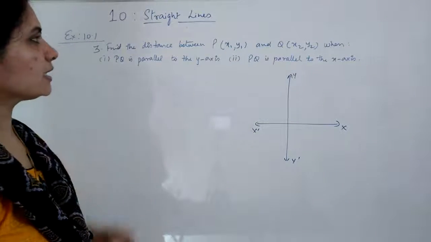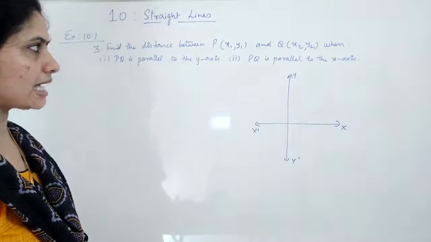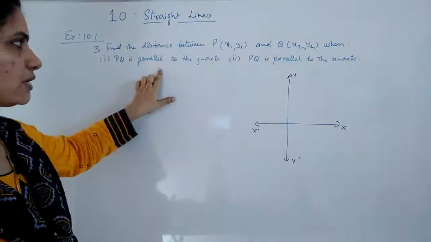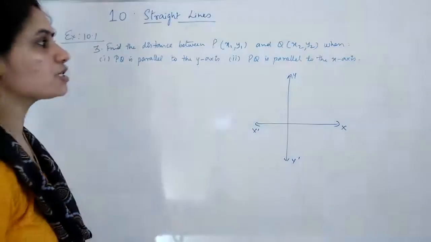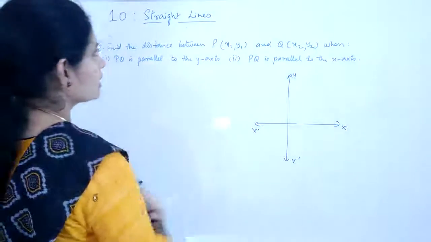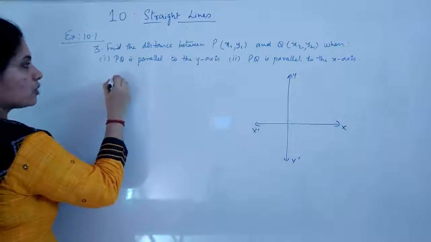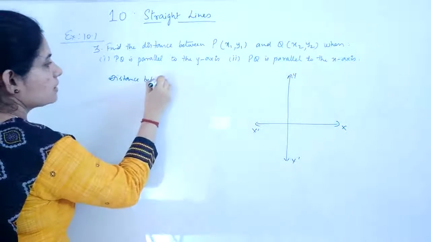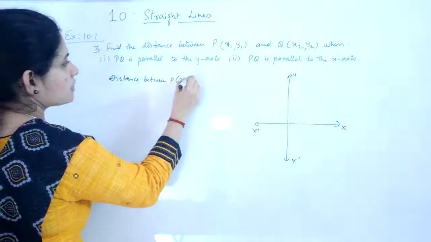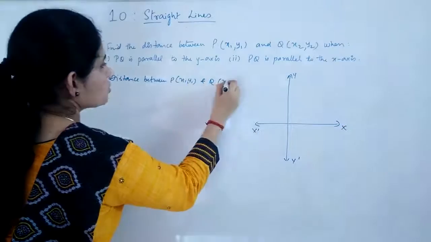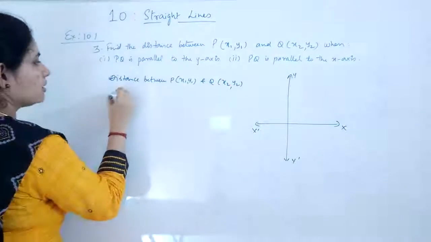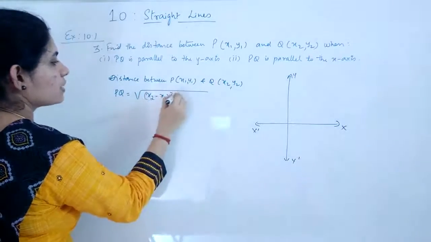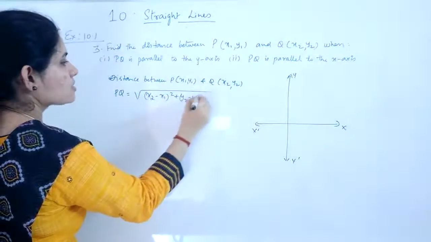Question number 3 is to find the distance between P(x1, y1) and Q(x2, y2) when the first part is given as PQ is parallel to the y-axis and the second one is PQ is parallel to the x-axis. So if I consider P and Q to be points, the distance between P and Q is generally given by the formula PQ equal to root of (x2 minus x1) the whole square plus (y2 minus y1) the whole square.